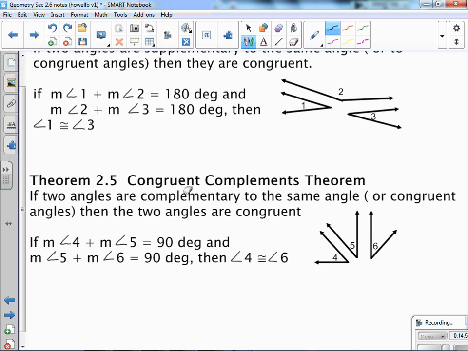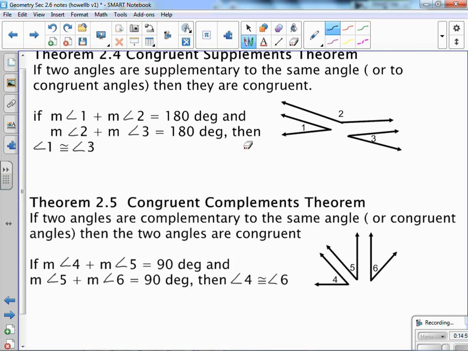All right, and the congruent complements theorem has the same idea as the congruent supplements theorem. If two angles are complementary to the same angle or congruent angles, then the two angles are congruent. So 4 plus 5 equals 90 degrees, and 5 plus 6 equals 90 degrees, and 4 and 6 would both have to be congruent to each other because they both add with 5 to equal 90.